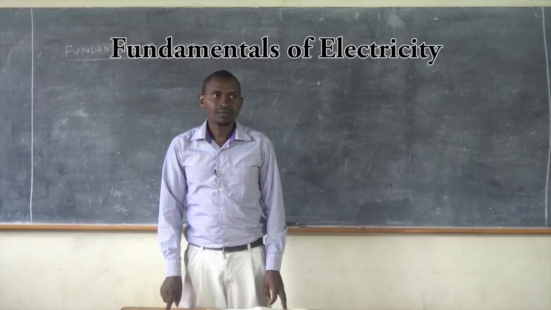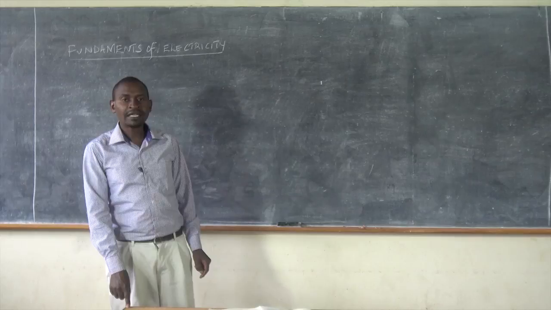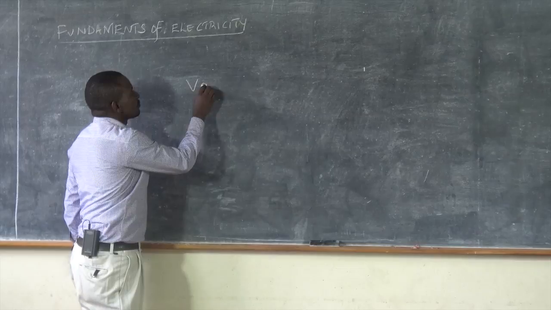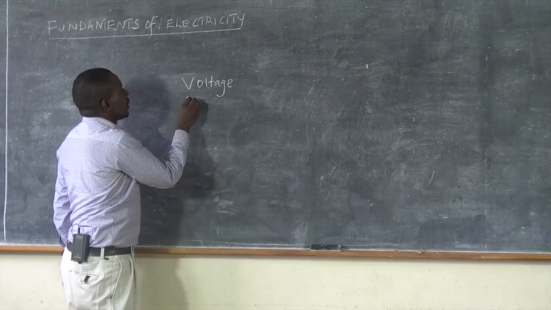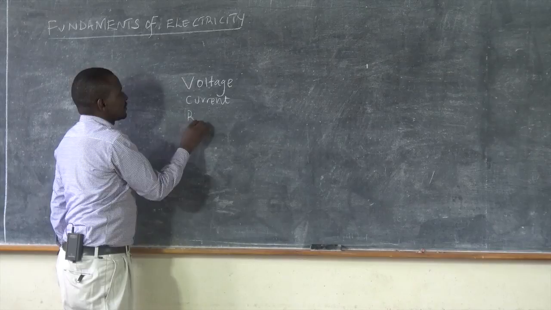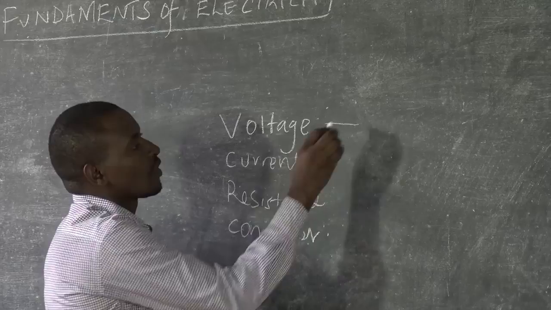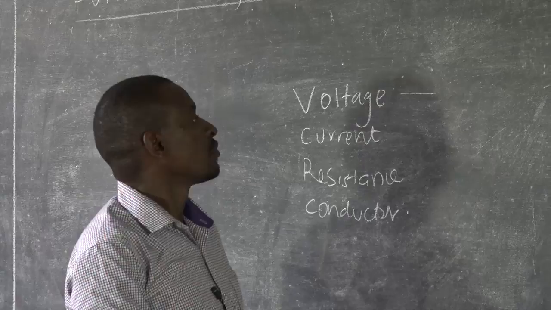Now, last time we discovered that when we have electricity flowing, there are terms that we devised. We said we have the charge difference, known as voltage, we said we have current, resistance, and conductor. Voltage is simply the force that drives current.